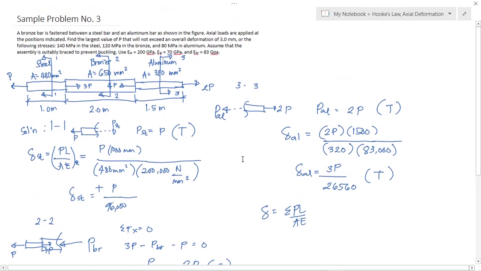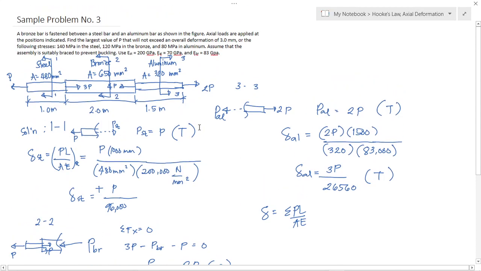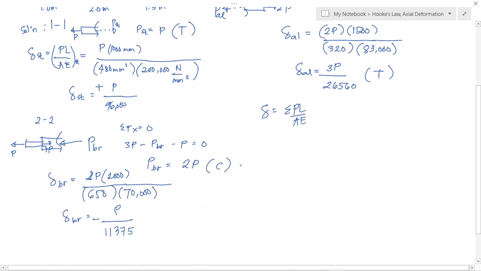Okay, so condition sa problem, the overall deformation should not exceed 3 millimeters. So, ito yung total deformation natin, 3 mm. That is equivalent to yung deformation ng steel plus deformation ng bronze plus deformation ng aluminum.